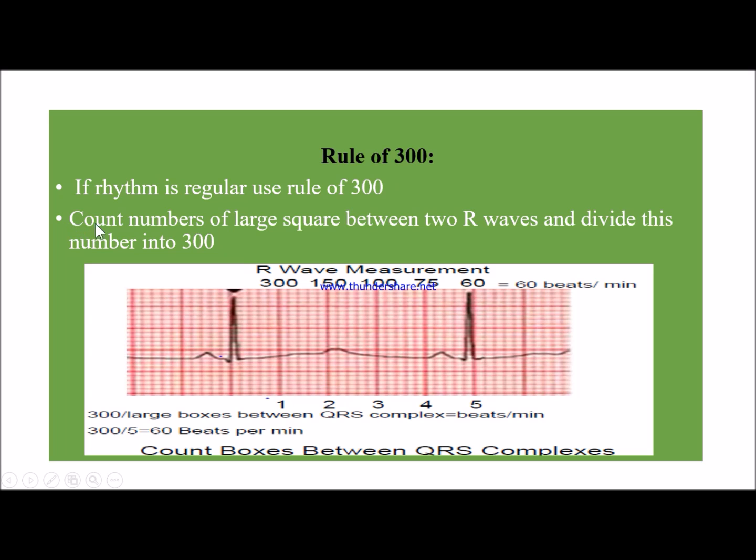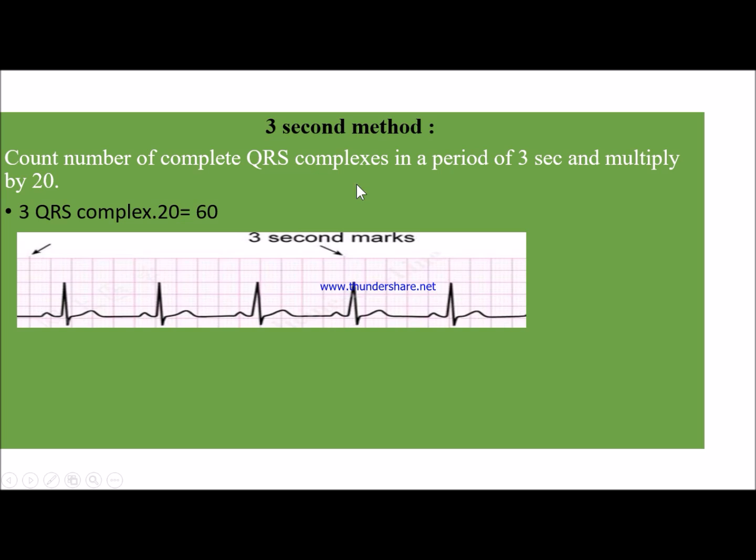First we count the number of large squares between two R waves and divide 300 by that number. The second method is the 3-second method. In the 3-second method, we count the number of QRS complexes in a period of 3 seconds and multiply it by 20. So we need to count the QRS complexes.